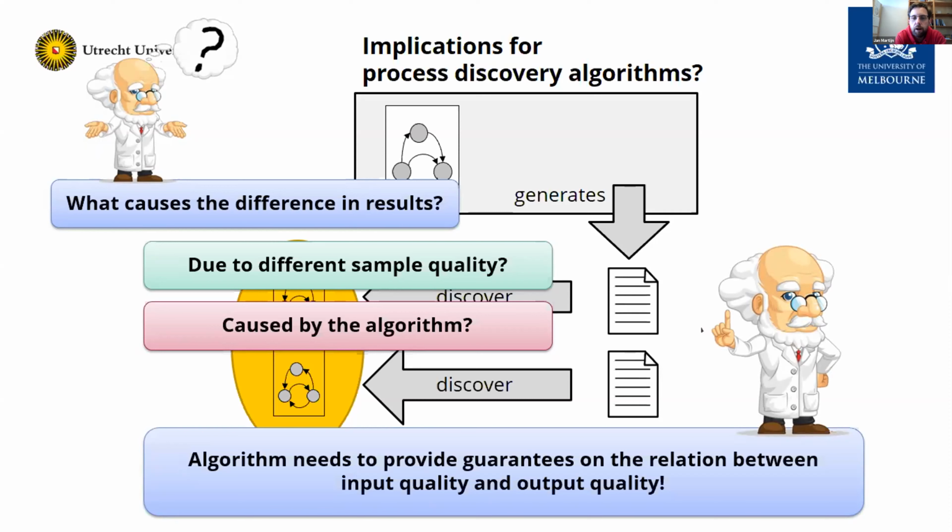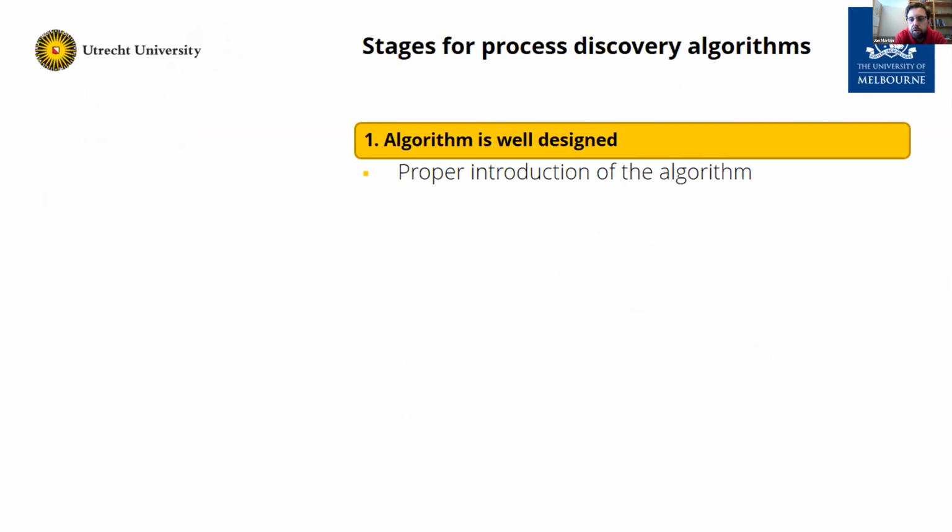So we were thinking about this and we came up with four stages for process discovery algorithms. If you look closely at process discovery algorithms, a first point that should always be covered is that our algorithm is well designed. With well designed, we mean that there's a proper introduction of the algorithm, that we know the class of models that come out, and that we have some kind of property that we can prove. So for the alpha miner and the inductive miner, we have rediscoverability. For the ILP miner, we have guaranteed fitness. And so the algorithm is well designed with some kind of property. And I think we can say all process mining algorithms that we use in academia that we find papers about are well designed. So we all do this.